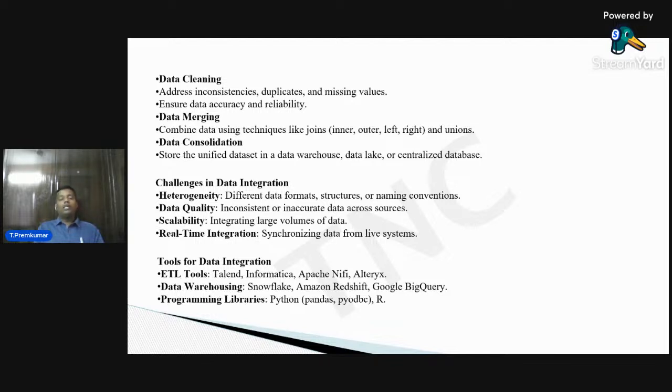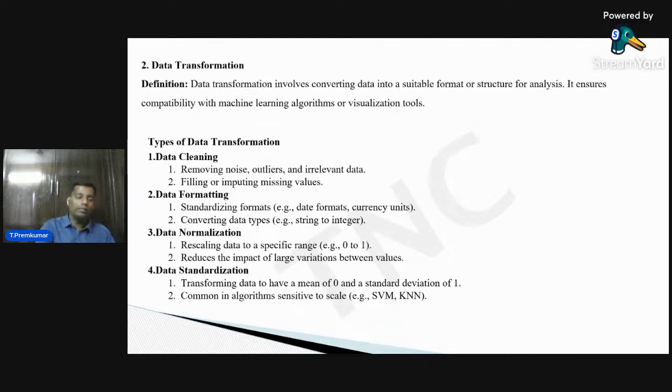And the tools we can see in the case of data integration are ETL tools, that is Talend, Informatica, Apache NiFi, and Alteryx. These are all the tools that can be used. For data warehousing, there are Snowflake, Amazon Redshift, and Google BigQuery. And in the case of programming libraries, most probably they'll be using Python, that is Pandas and PyODBC, as well as the R language.